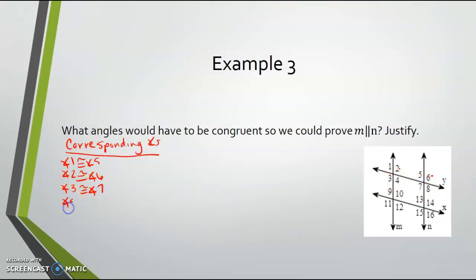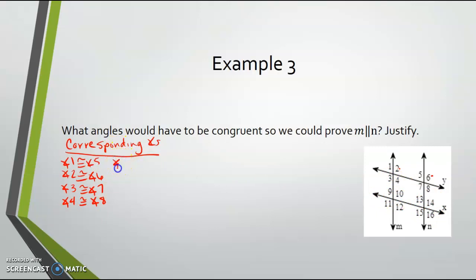We can look at angle 4, and that one would have to be congruent with angle 8. So any of these 4 pairs of corresponding angles could prove that M is parallel to N, but since we have a second transversal in here, that means that there's another set.